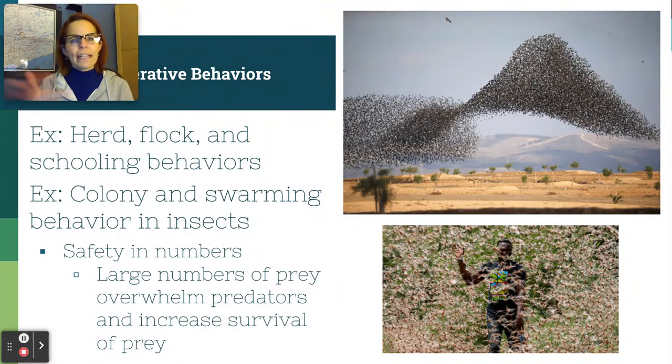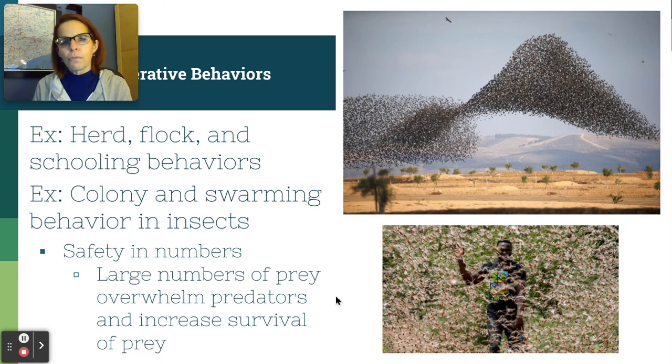All right, and then I think this is the last one, everybody. So the other part of cooperative behaviors, herd, flock, and schooling behaviors are cooperative, and colony and swarming behaviors in insects are all examples of cooperative behaviors. The idea in these circumstances is safety in numbers. So in this top photo, you see some predatory birds, some birds of prey that are trying to attack these flocks of birds, and there's just safety in numbers.